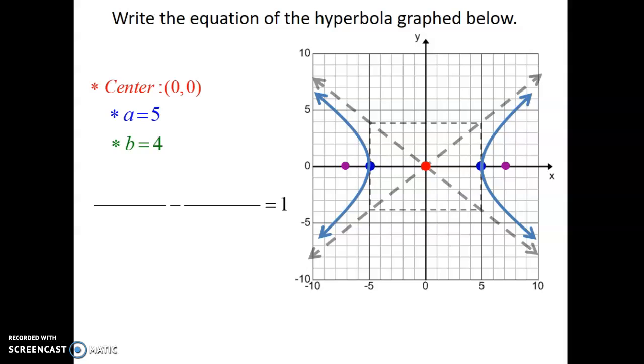So we have our format. Because the graph is going left and right, x will go first, so it's going to be x squared, then y squared, because the h and k are both zeros. And then a is going to be 25 for a squared, and then 16 for b squared. And there is your equation.